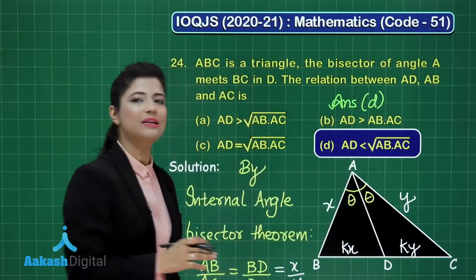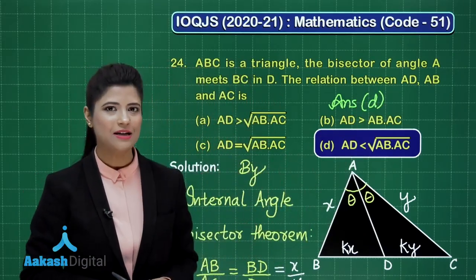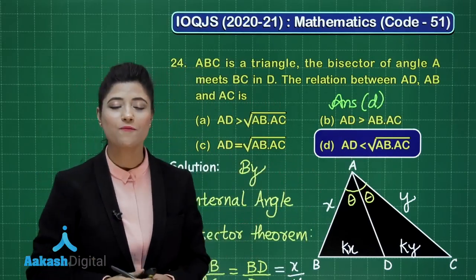Now here we come to the end of part A1 of this IOQ JS paper. Now let's discuss questions of part A2.